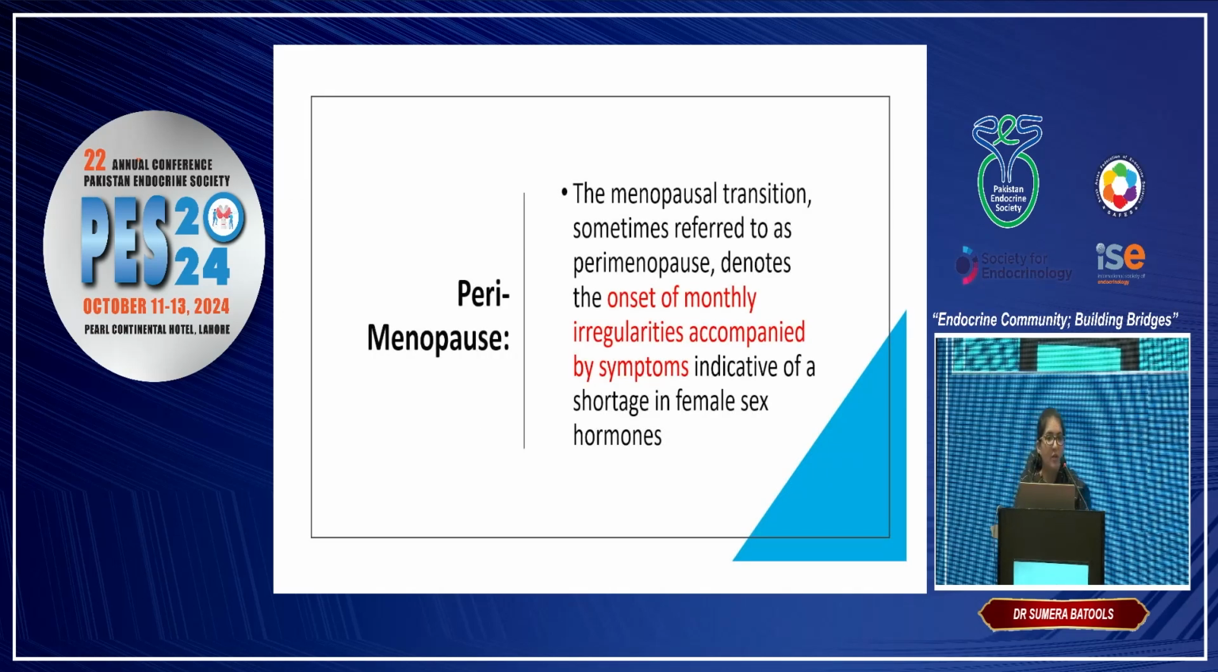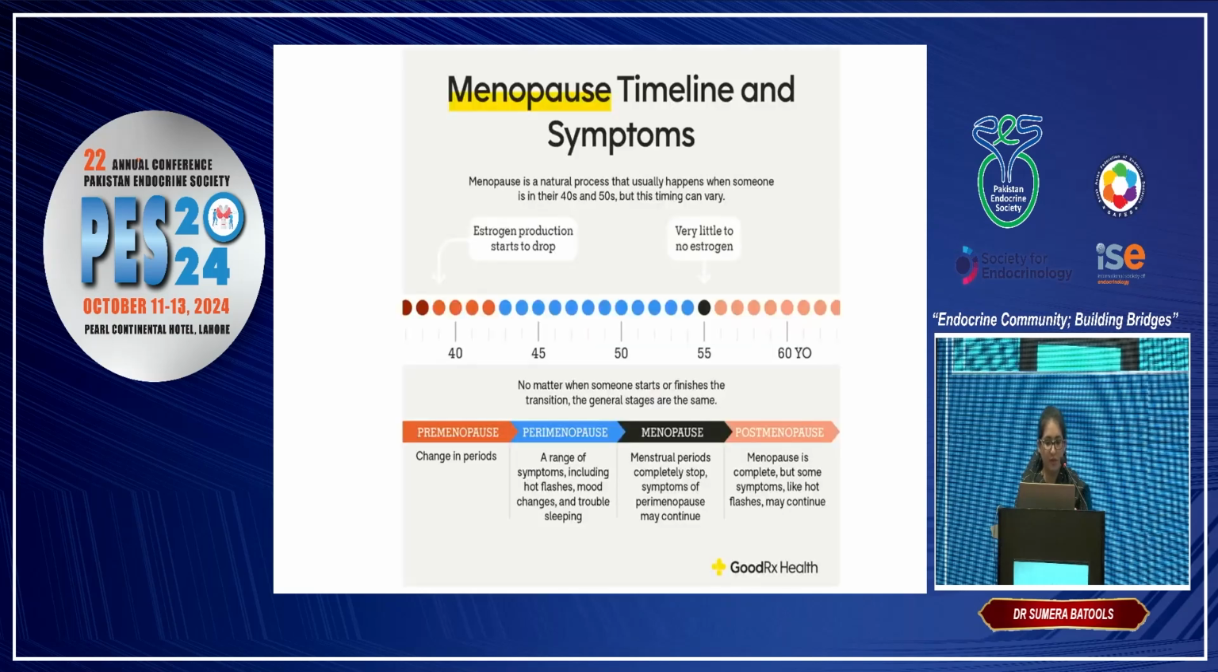There is another term commonly used in our clinical practice, that is perimenopause. Perimenopause is the menopausal transition. It refers to the time when the menstrual irregularities start and the woman begins to experience the symptoms of low estrogen. So this is the menopausal transition timeline.